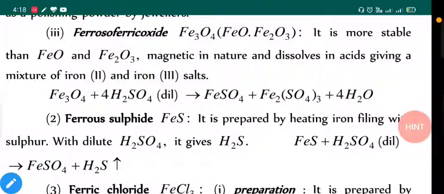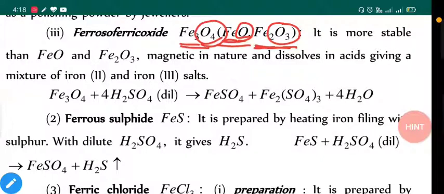So that means this name suggests it has both of the oxidation states of Fe, plus 2 and plus 3. And the same thing can be observed from here. Fe3O4 is actually FeO and Fe2O3 combined. So in total we have 1 plus 2 Fe, that means total 3, and 1 plus 3 oxygen, that means total 4 oxygens. So it is more stable than FeO and Fe2O3, magnetic in nature, and dissolves in acids giving a mixture of iron 2 and iron 3 salts.